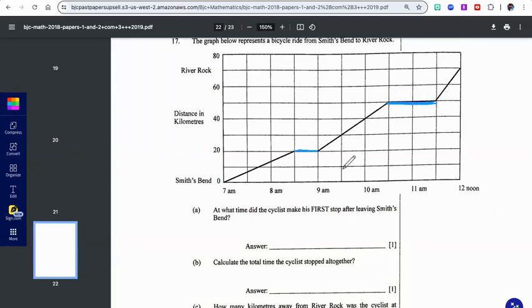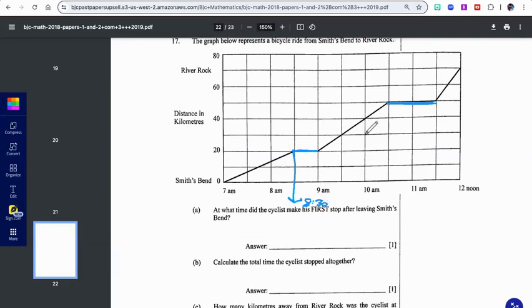Okay, so the question says, at what time did the cyclist make its first stop? From the beginning of my stop, I'm going to come down. So I saw the answers in the chat. Yes, the first stop was at 8:30. So that's my first answer.